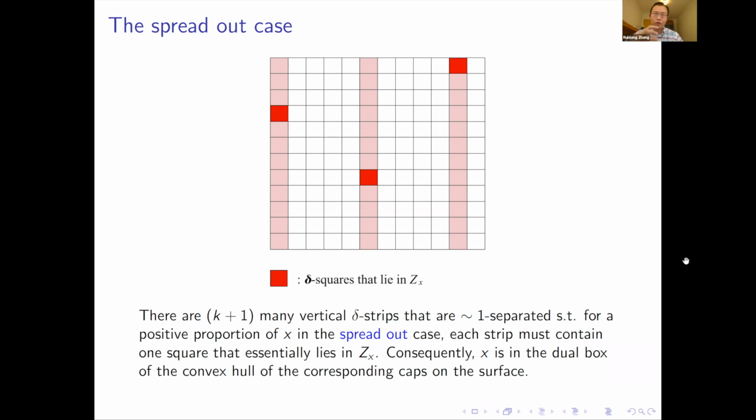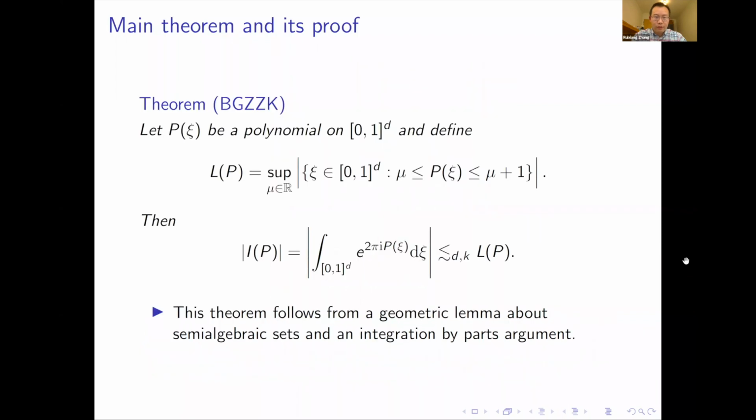So we show that most of the time the convex hull is big enough so that the dual is small enough, so that you've isolated your x, restricted your x into a very small region. And then you will hopefully have a good upper bound on the whole set of such x. And this is basically the story of the spread out case. This can get a little technical, and I'm happy to return to it after my talk.